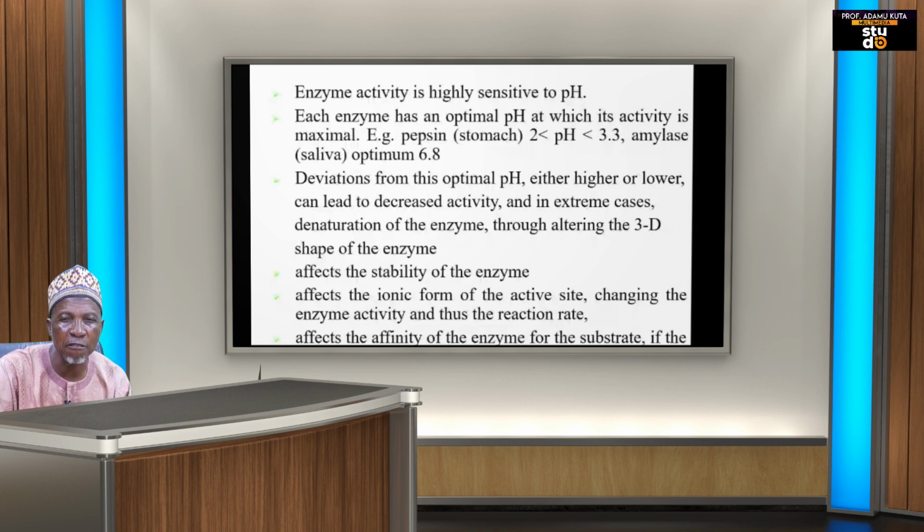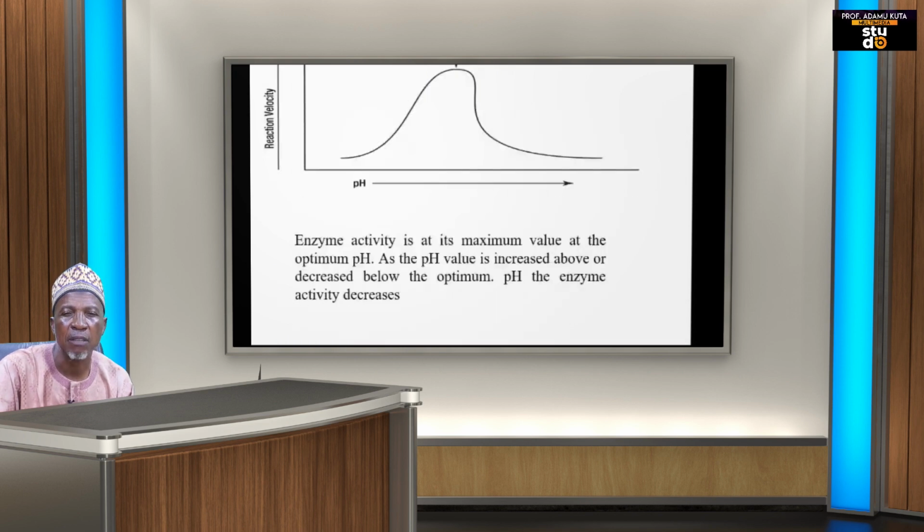This is a graph showing that every enzyme has its maximum optimum pH. At lower pH, you see that the enzyme activity is low. As you increase the pH, it's rising. When it gets to the optimum pH, the activity is maximum. Then as you go further with increase in pH, the activity continues to decrease.